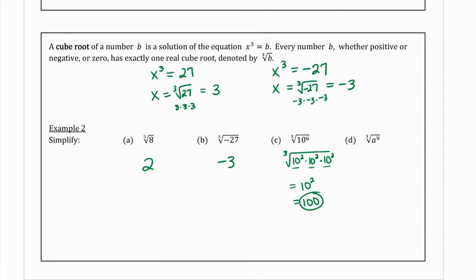Okay. Same thing with our variables. We'll do the same idea. We're looking for what times itself 3 times would give us a to the 9th. And one good way to look at this is you can always take that exponent and divide by your index on the radical. We'll talk more about that in the notes today. But really what I'm doing here is I would have to do a cubed times a cubed times a cubed, right? Because 3 plus 3 plus 3 would give us 9. So then the cube root of a to the 9th would be a cubed.